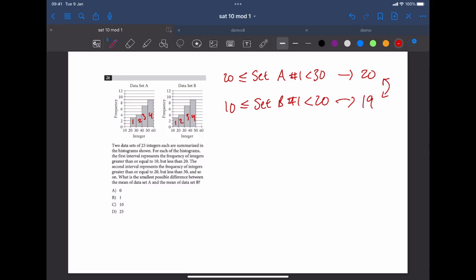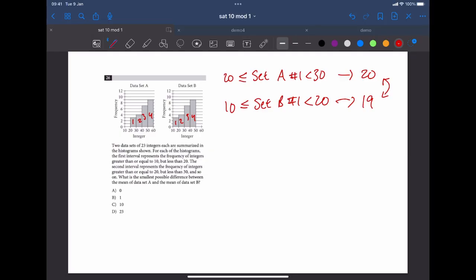You would get the same thing. For box 2, for example, for A you would get 30 and 40. For B, you would be greater than or equal to 20, less than 30. Again, minimize A, so we would get 30. Maximize B, so we would get 29. Again, the difference is 1. This is not a concrete proof, it's kind of just eyeballing things. We can do this through a different method too.